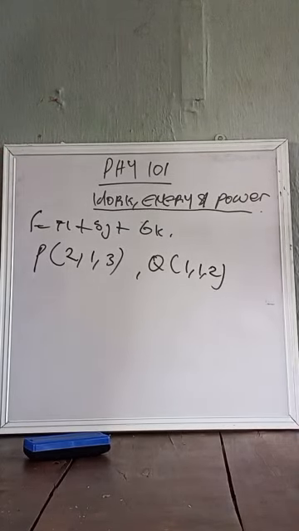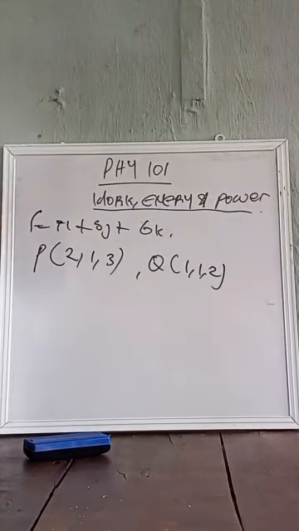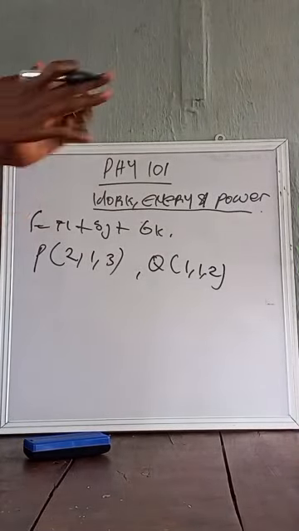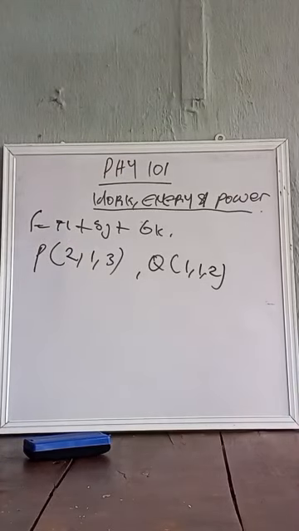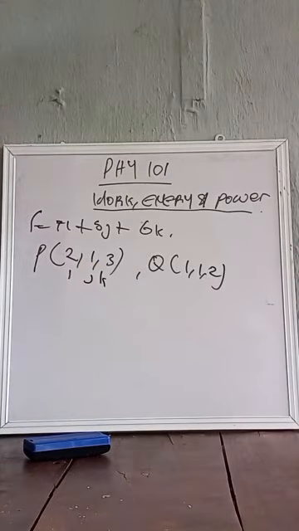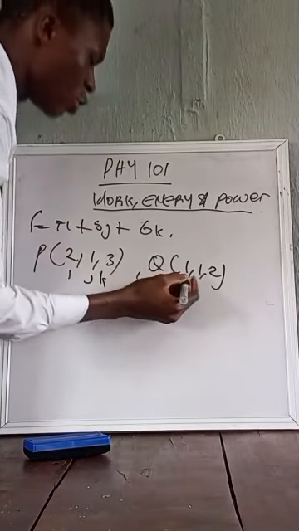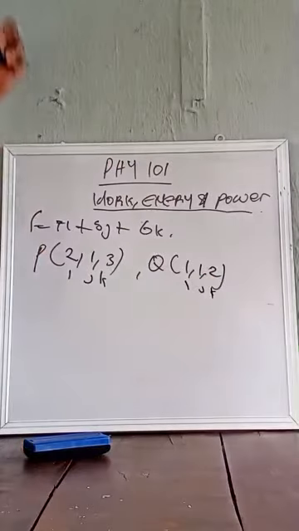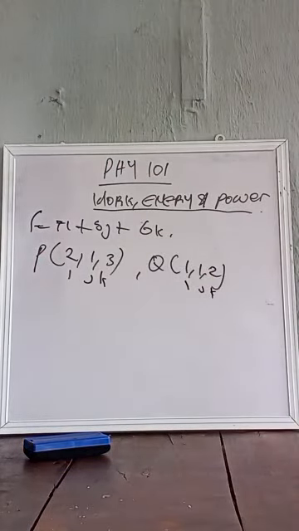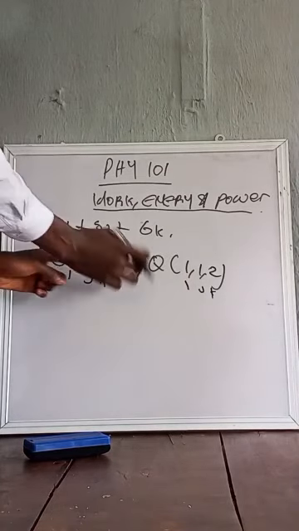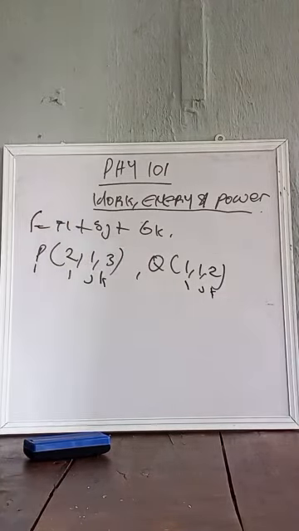It's very easy because I can easily represent each point as a displacement, based on their components. This one is my i, this one is my j, and this one is my k. Same thing as this one: this one is my i, this one is my j, and this one is my k. So for me to get the displacement that I'm going to use to multiply this force, I must subtract this one from this one. Am I communicating? So please listen carefully to me.